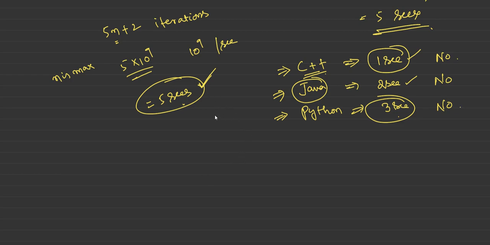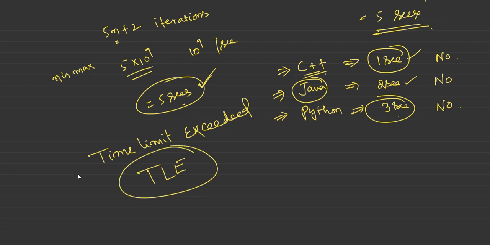Now what has happened? For sure I can say that the code I have written here will generate time limit exceeded. Guys, this error, in short, we call TLE. Time limit exceeded happens because this program takes 5 seconds, whereas C++ gives only 1 second, Java gives 2 seconds, Python gives 3 seconds, but it is still taking 5 seconds.